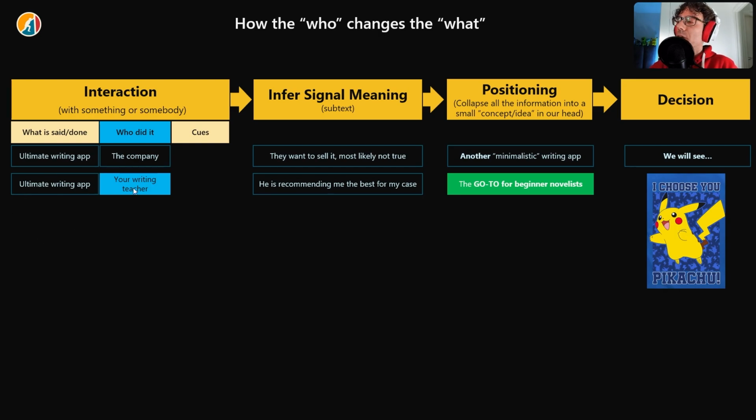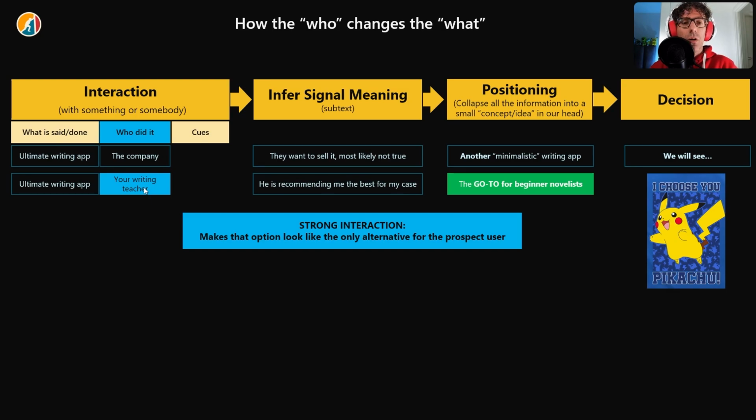Completely different, right? We will call this a strong interaction. And that is characterized by making the option, the product that is being talked about, look like the only alternative. I'm not going to look for another one. The teacher told me that one, I use that one. I'm not going to go like, no, I don't trust you. I know better than you.